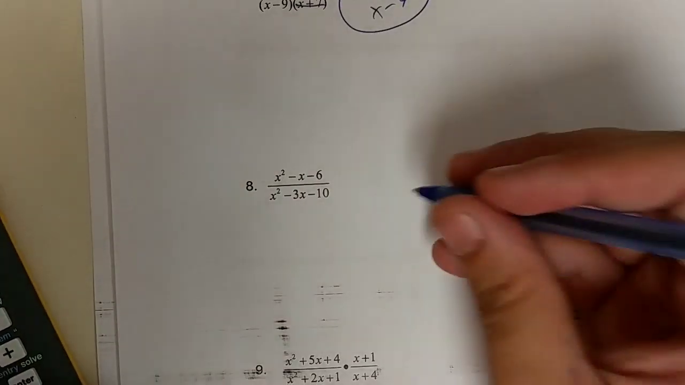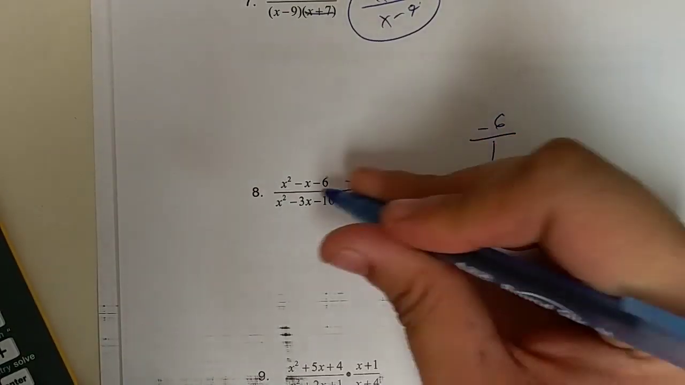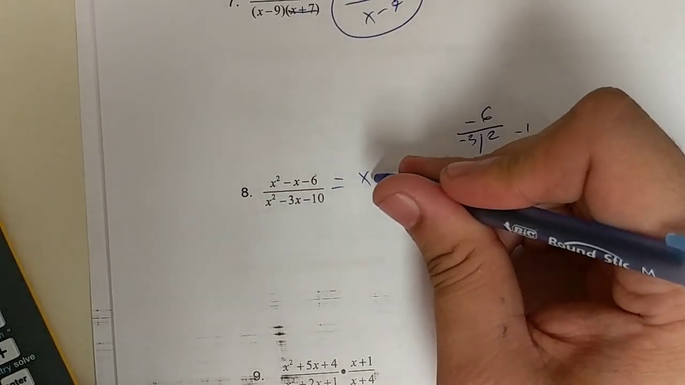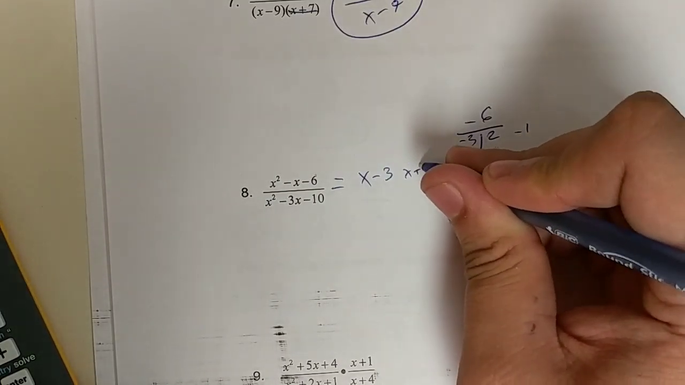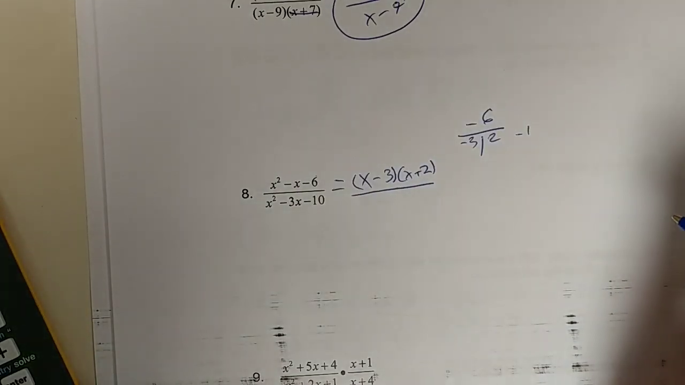Next one. Ooh, factoring. Factoring is pretty fun. What multiplies to negative 6 that adds up to negative 1? Well, that's negative 3 and 2. So this is x minus 3 and x plus 2. If you don't know how to factor, please look up another YouTube video. I'm not going to go over that in this video.